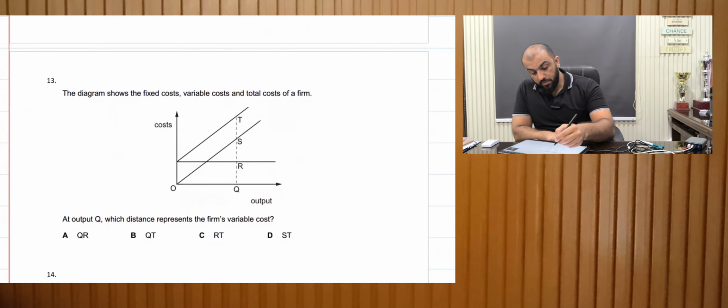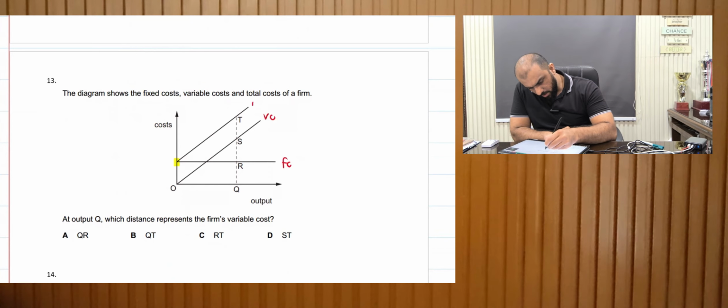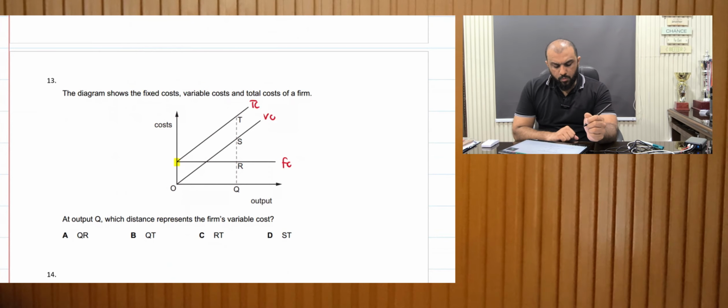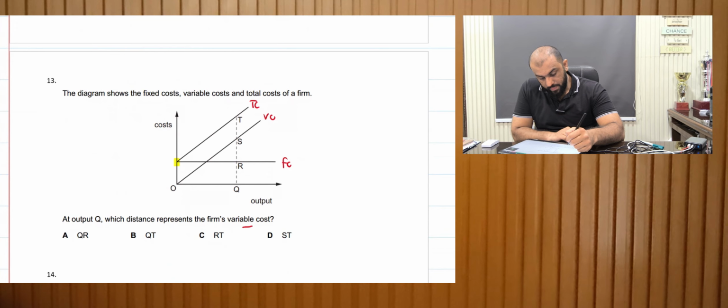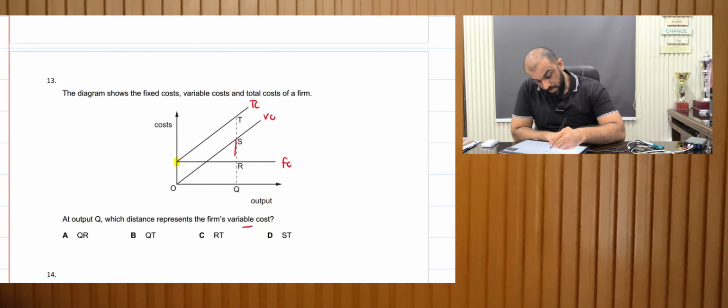The diagram shows fixed cost. Well, this is my fixed cost, the variable cost, and the total cost. At output Q, which distance represents the variable cost? Okay. So what distance represents the firm's variable cost? Q to S is my variable cost. But we don't have Q to S. That's an issue. That's what I was thinking.